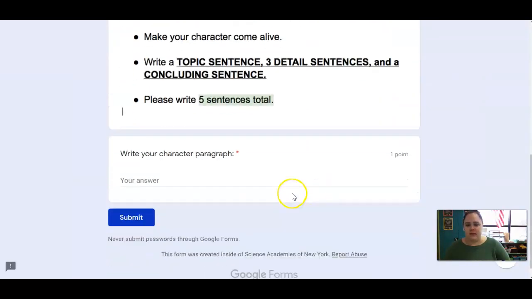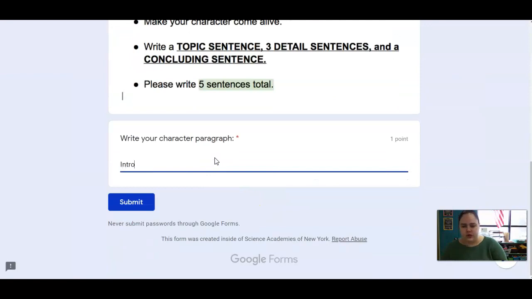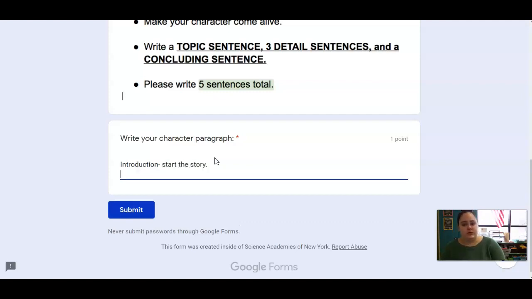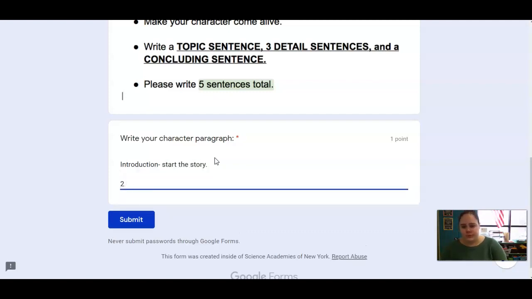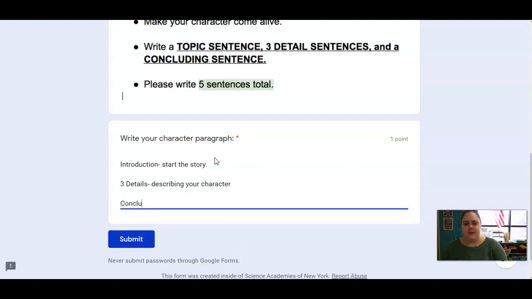So we've got your introduction. It will basically just start the story. Introduce your characters. The 3 details are details describing your character. And then a conclusion is just summing it up, restating the main idea. All right?